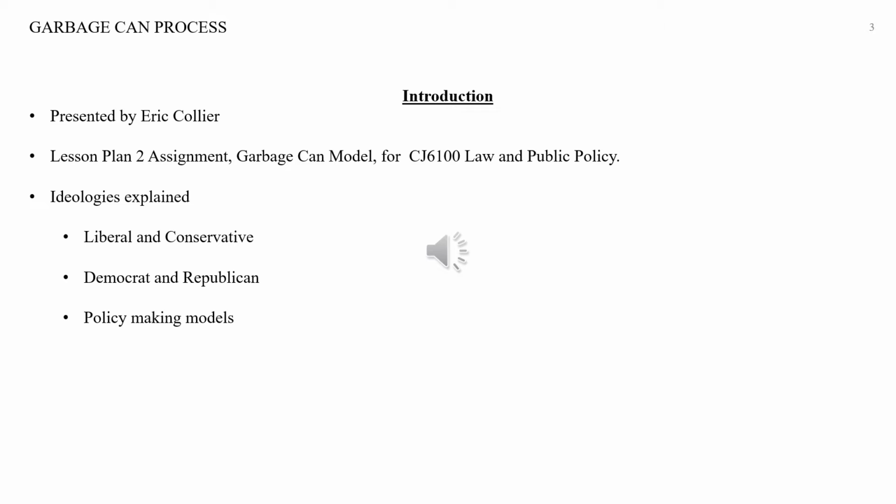My name is Eric Collier. I am completing Lesson Plan 2 Assignment Garbage Can Model for CJ 6100 Law and Public Policy. During Lesson Plan 2, the topic of learning was directed towards criminal justice policies.